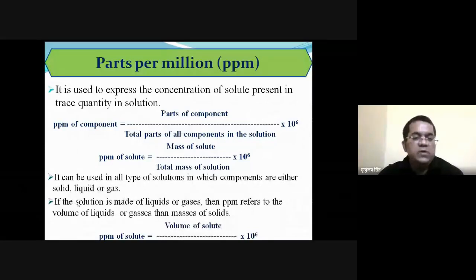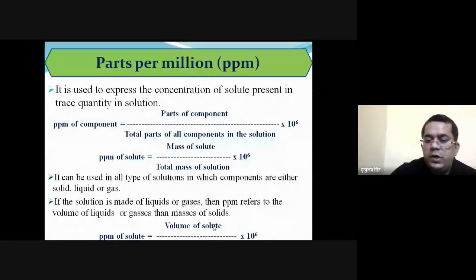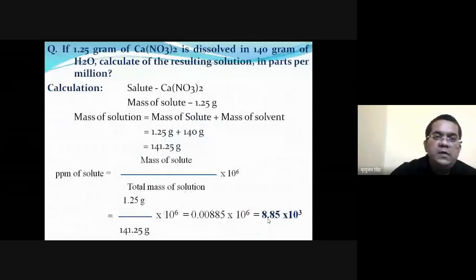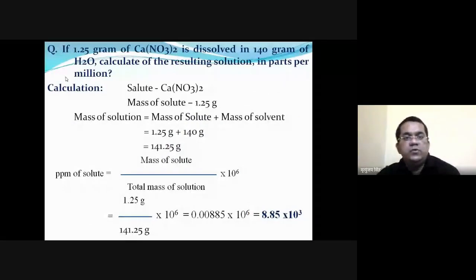If the solution is made up of liquid or gases, then ppm refers to the volume of liquid or gases, rather than mass of solid. So in place of mass of solute, you use volume of solute and volume of solution into 10 to the power 6. Now we understand this by solving this equation.